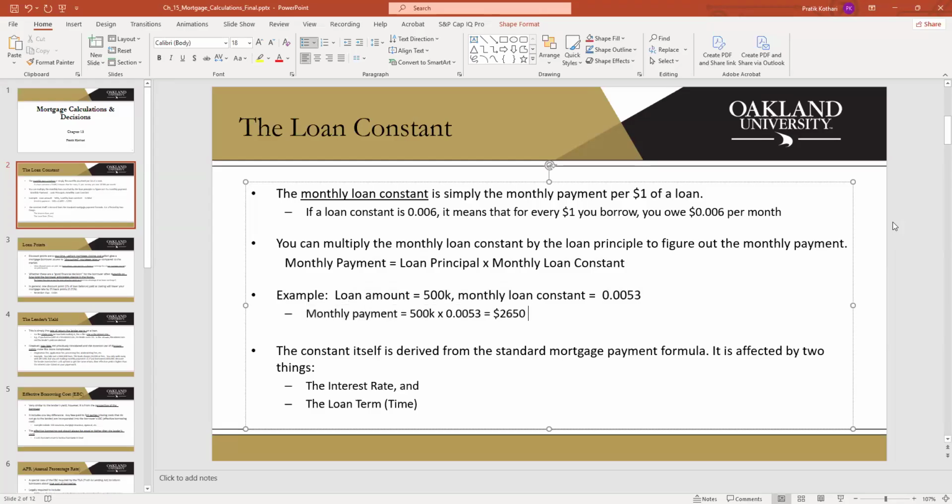Cool. The loan constant, we are not going to get into the derivation of it, but essentially it's derived using a standard mortgage payment formula, a typical NPV mortgage payment calculation that we have seen before. And it's basically affected by two things, the interest rate and the term or the time period of the loan. If the interest rate is higher, loan constant is usually higher. If the term of the loan is longer, the loan constant is usually lower. Okay.